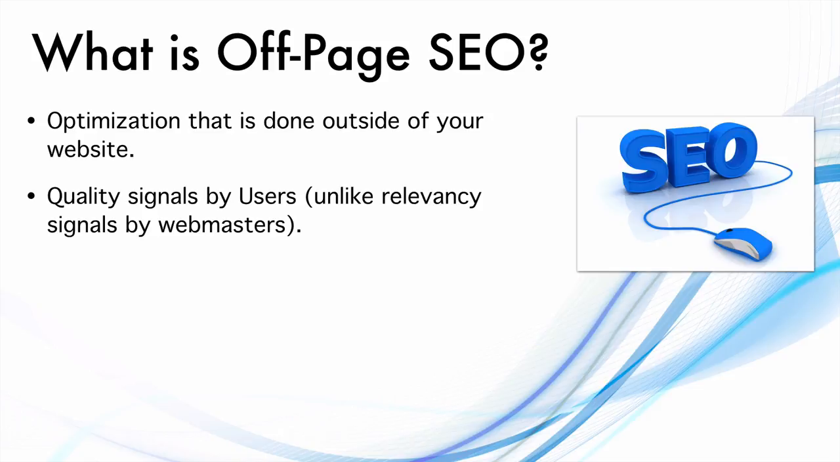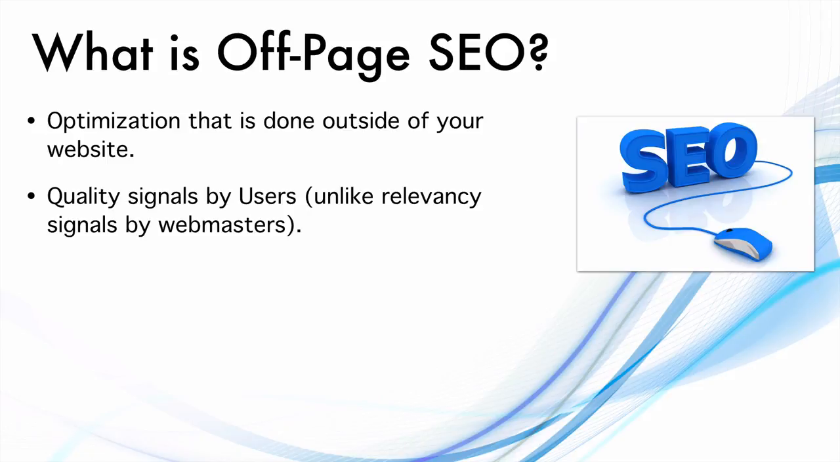So in on-page SEO optimization, these are basically the signals sent by the webmasters to the Google search engine, and this we do by using the Google Search Console. I hope you have completed the Google Search Console module in module 2, and you basically understand that on-page SEO is linked with Google Search Console, and it is the webmasters who are sending relevancy signals to the search engine. But here in off-page SEO, we are basically sending quality signals by the users to the search engine. So you are not sending these signals, but your users are sending these signals.